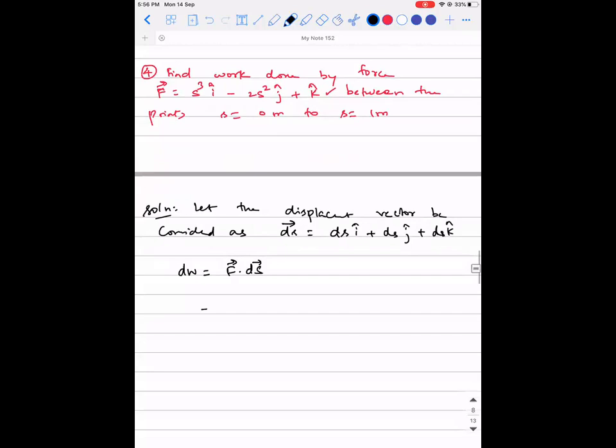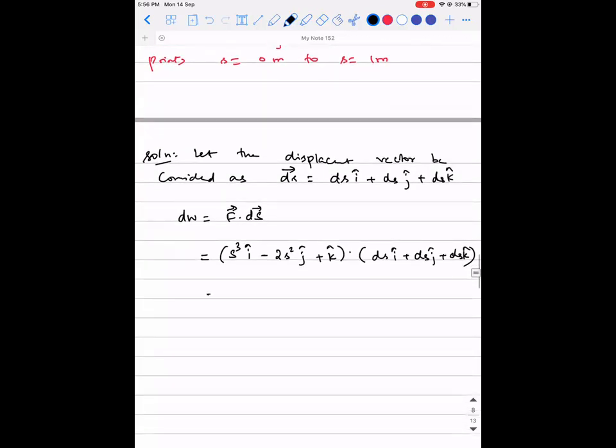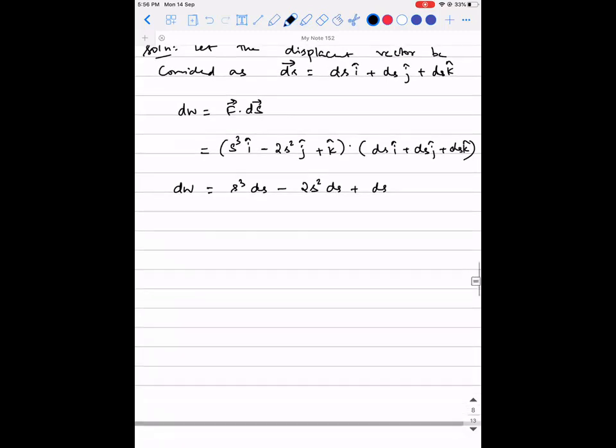So if I do F vector dot ds vector, tell me what we are going to get. S cube I cap minus 2s square j cap plus k cap dot ds I cap plus ds j cap plus ds k cap. Correct? So it will be s cube ds minus 2s square ds plus ds. Is there any doubt till this point? No, sir.